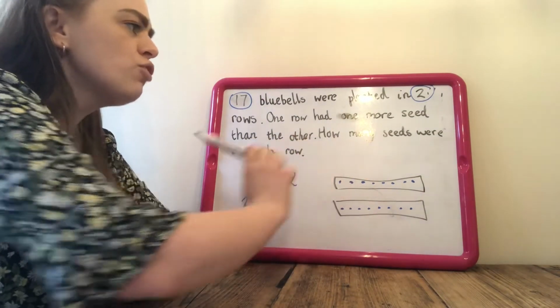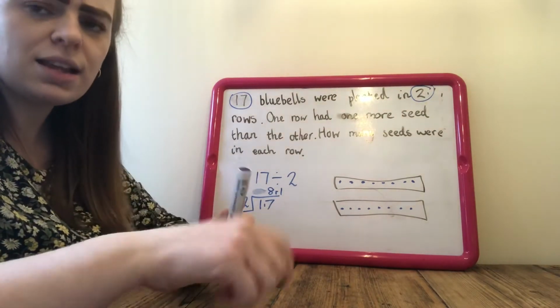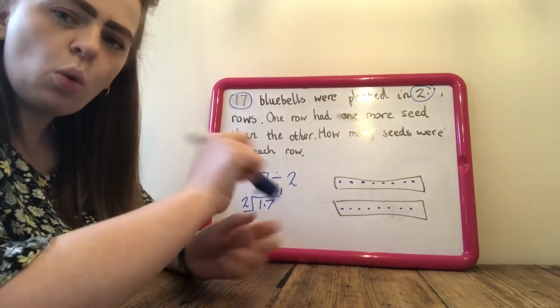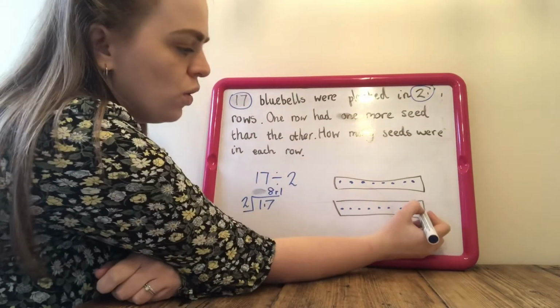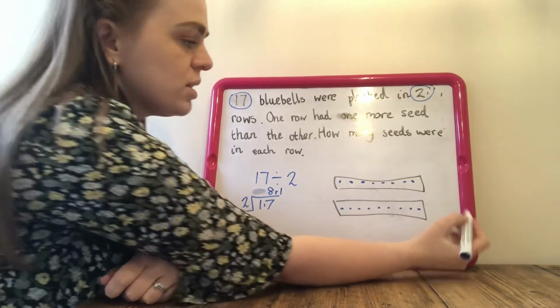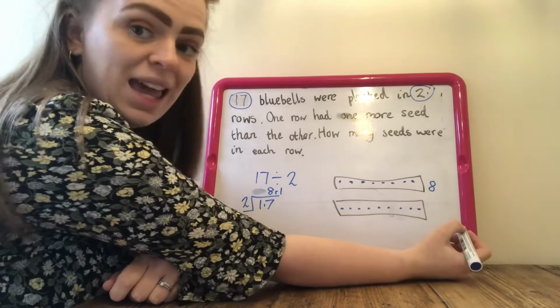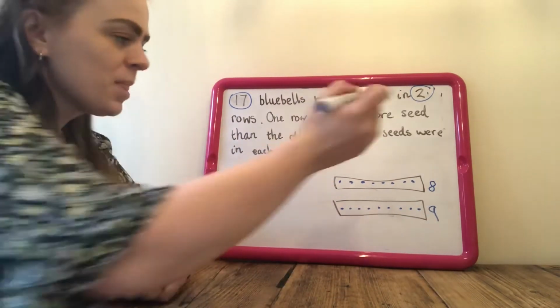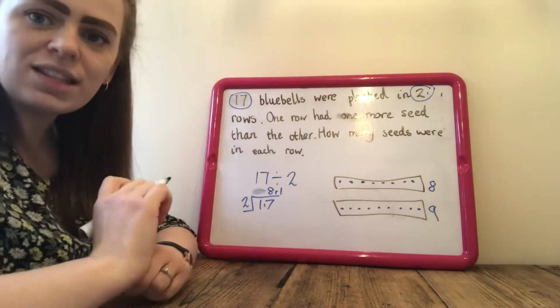It says, one row has one more seed than the other. So they're both equal now, but one of them should have one more bluebell in it. So I'm going to add it on to one of the rows. So one row has got 8 and one row has got 9. And 9 add 8 is 17.